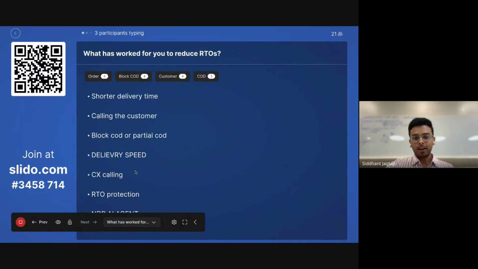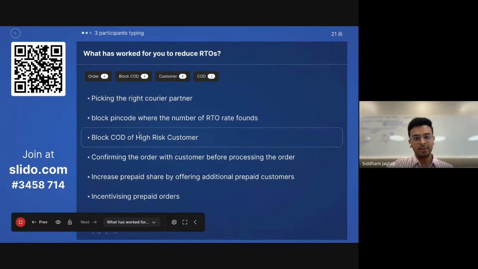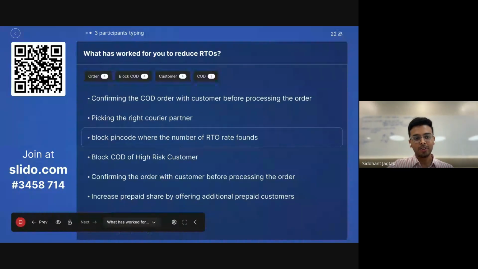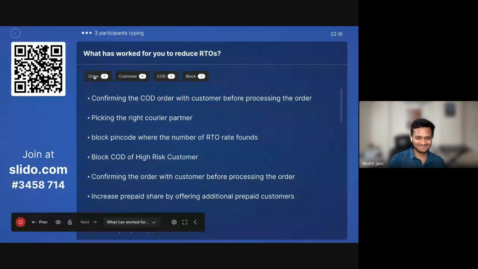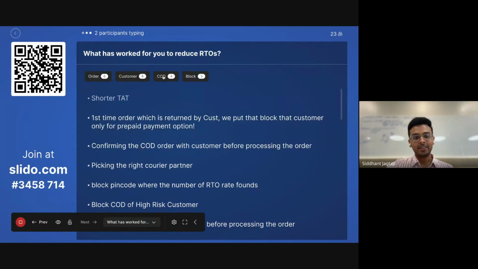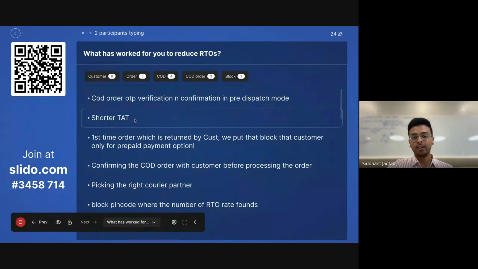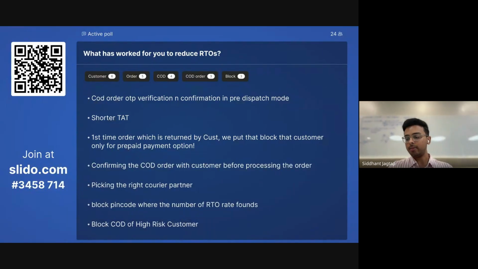Cool. Okay, I think we have a lot of strategies here already in the crowd. Most of us are already subject matter experts on RTO. I can see that. Very interesting. I think shorter TAT is one of the great insights here: if you have a smaller delivery time, the RTO percentage reduces. And I think we have seen a correlation there in terms of data as well. Mohit can also highlight that more.